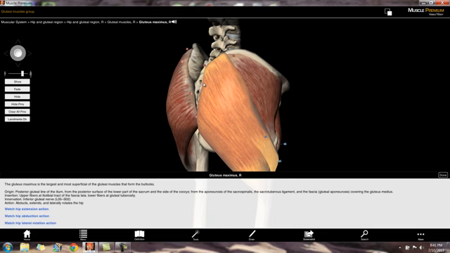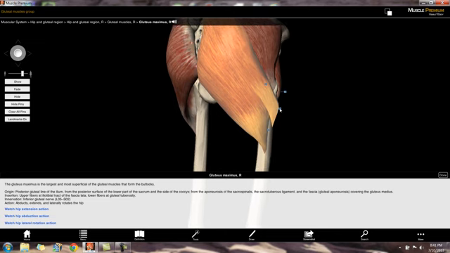It originates on the posterior gluteal line of the ilium, the posterior surface of the sacrum, the coccyx, the aponeurosis of the sacrospinalis ligament, the sacrotuberous ligament, and the gluteal aponeurosis, which covers the gluteus medius. Innervated by the inferior gluteal nerve, and it inserts with two insertions, one into the IT band, as I alluded to earlier, and then also into the gluteal line of the femur. Big abductor, extensor, and rotator of the hip.